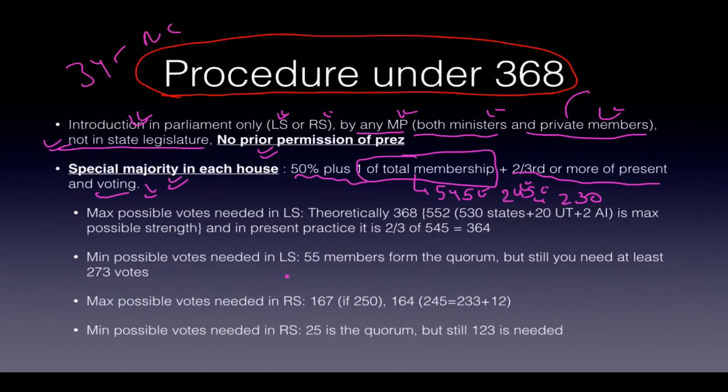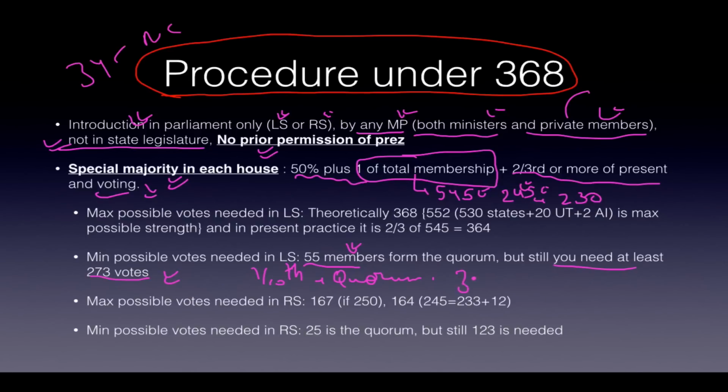Let's say 55 members have come in Lok Sabha, so Lok Sabha will run, absolutely it will run, because 1/10 members are needed to form the critical number that is called quorum in Indian context, 1/10. But can they amend constitution under article 368? No, you still need at least 273 votes.